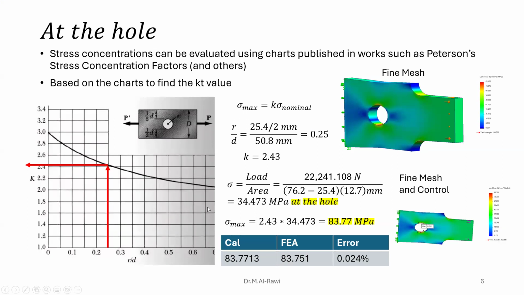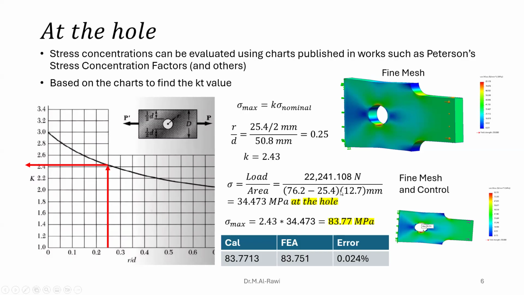And then you write the equation. Stress is equal to what? Load divided by area. We need to make sure we get the right area. So the load is 22,241.108 newtons, divided by the area. The area is all that distance, 76.2, minus the diameter of the hole, or 2 times the radius. That will give us the value for it.